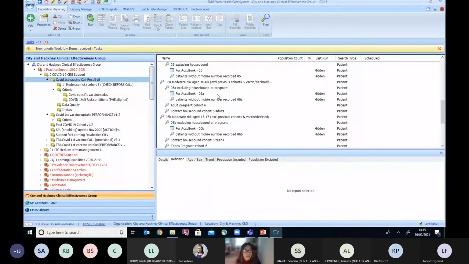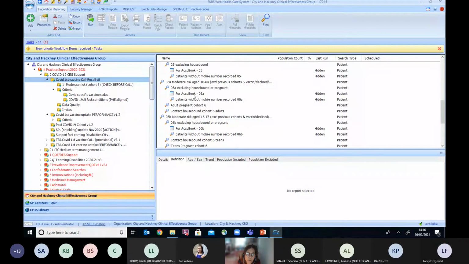So the cohort 6 were the 18 to 64-year-olds who have got underlying conditions, who are at risk. And I'm going to show you those conditions in a minute. What we've done for this group is that we've excluded, you can see that's the cohort 6, 18 to 64. We've excluded the housebound, as we have above, because of course you wouldn't be calling them in. We've also excluded pregnancy.